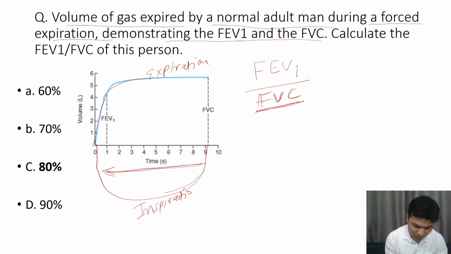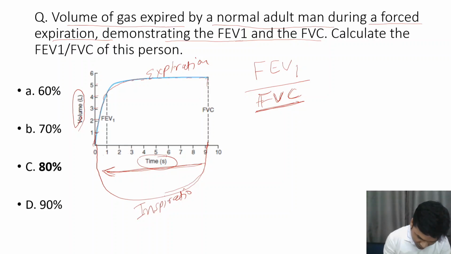So after your lung is full, full volume, you start expiring. Here you can see the time in seconds in this graph, and here is volume in liters, so 1, 2, 3, 4, and 5 liters. The graph goes to around 5 liters, and seconds 1, 2, 3, 4, 5, 6, 7, 8, 9. So how much air has this person expired in the complete forced vital capacity?